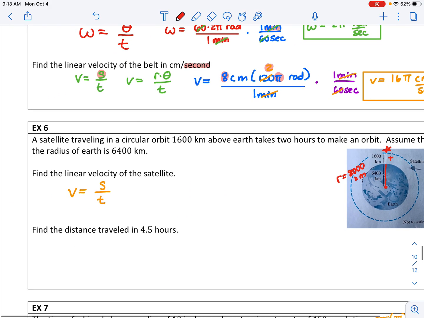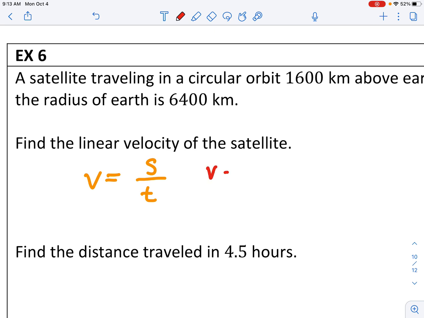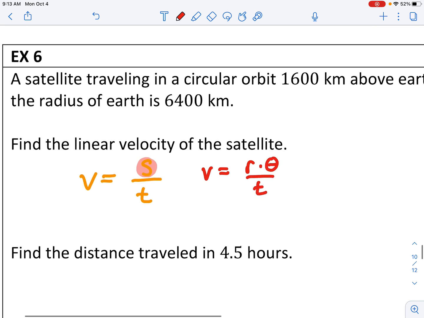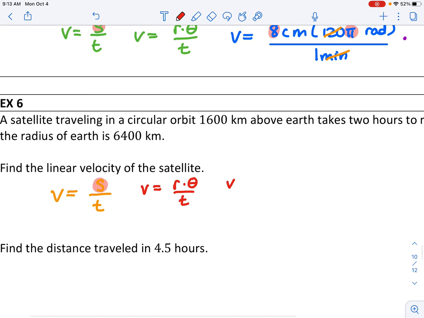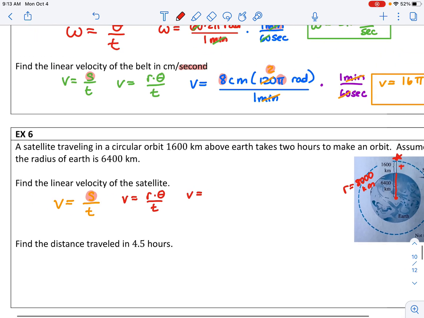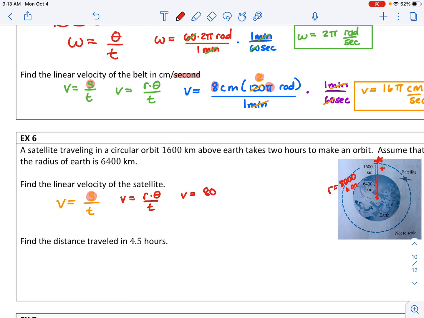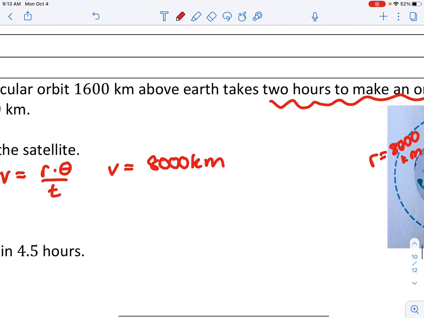So coming back to our problem, in place of our S, we know S is R times theta over T. And we're looking for our linear velocity. We're going to use our R. The R that we found was 8,000 kilometers. That's the radius of the Earth, plus how high the satellite is above the Earth. And it says it's going to make an orbit in 2 hours.